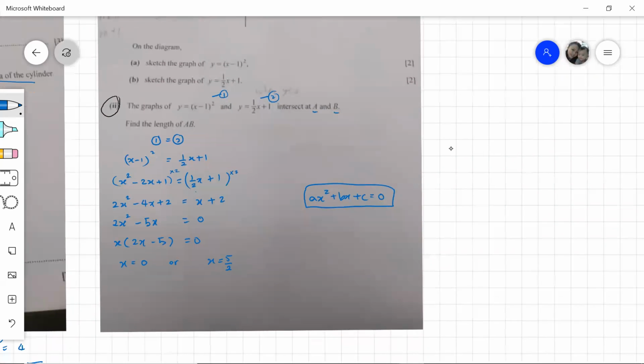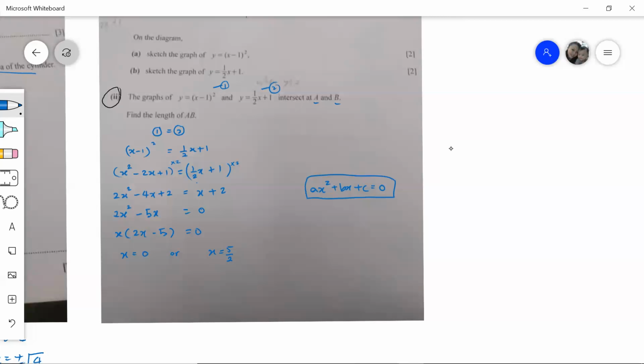Okay, and next we have to find our y coordinate. Therefore, from equation 1, y equals x minus 1 squared. So what is the x? 0 here. And what is the x here? 5 over 2. So over here we have negative 1. After we square it, we get 1. Or this part, 5 over 2, when we minus 1, it will be 3 over 2. Therefore, y equals 9 over 4.